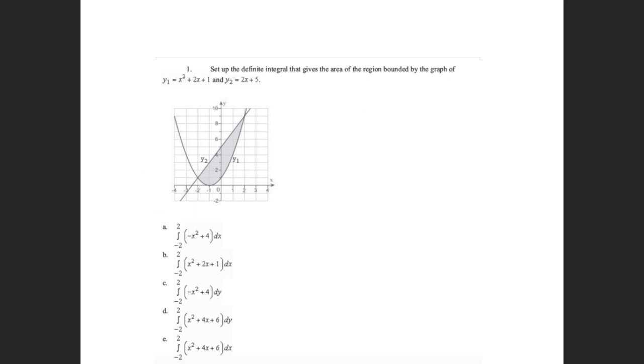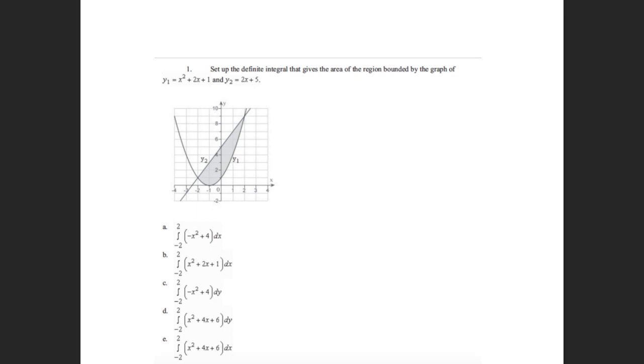All right. I'm going to let you guys work on this by yourselves. It said set up the definite integral that gives the area of the region bounded by the graph of y1, x squared plus 2x plus 1, and y2, 2x plus 5. And all you have to do is set it up. So what answer is correct there? A, B, C, D, or E?